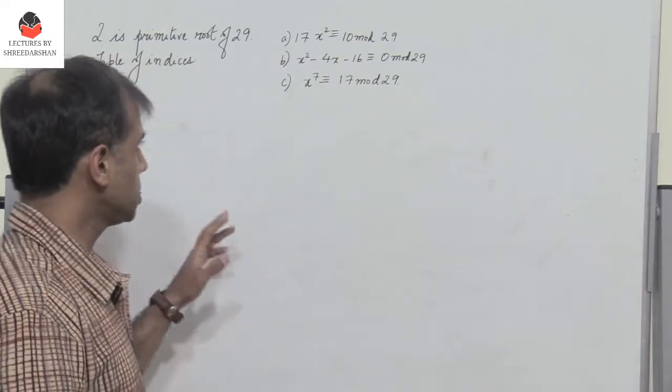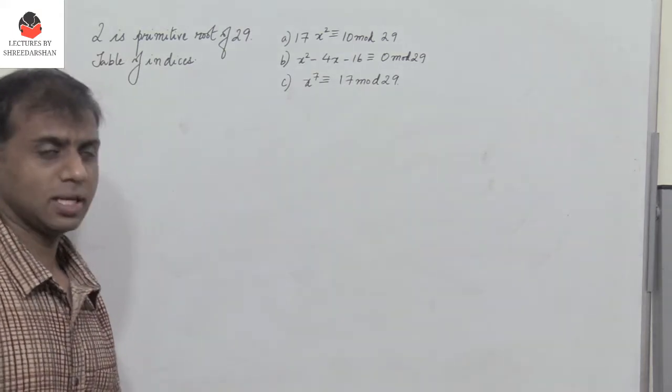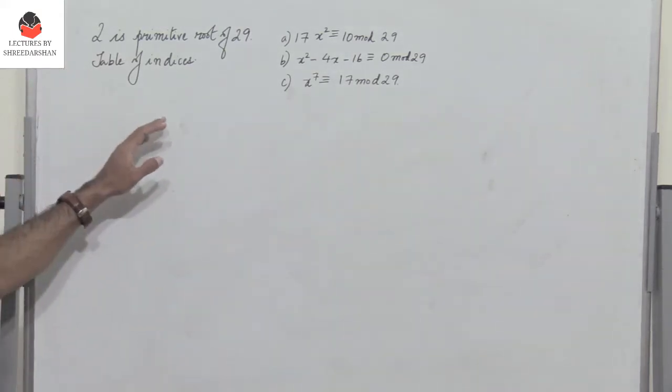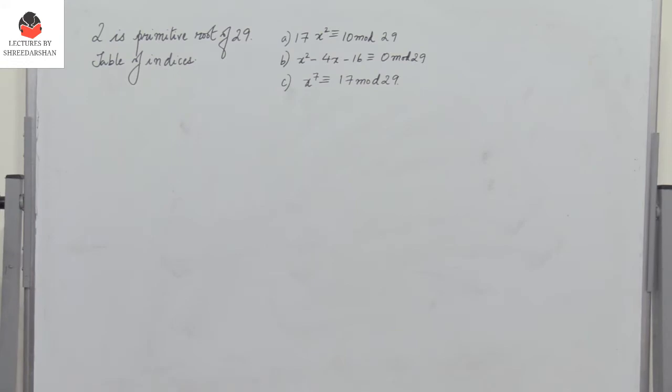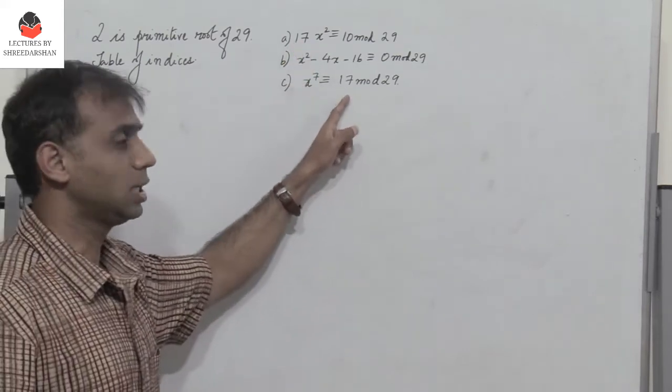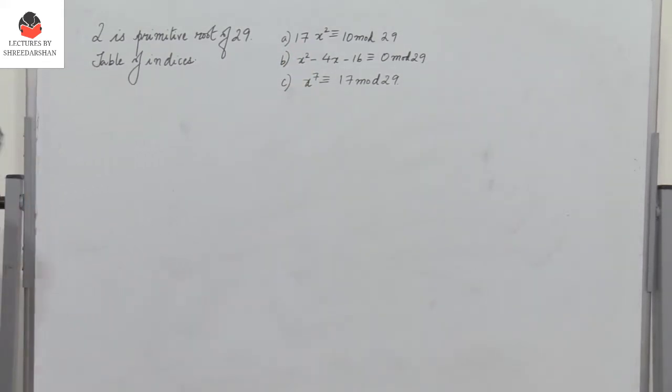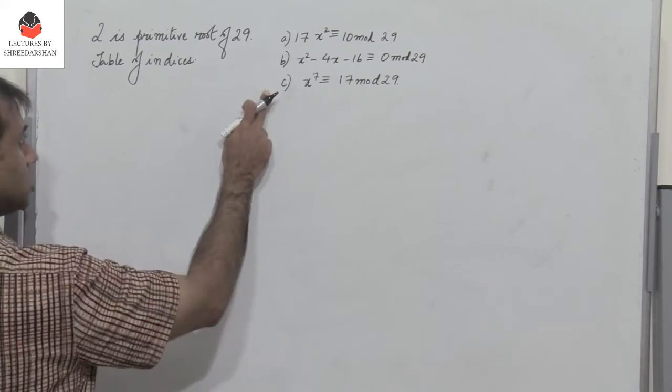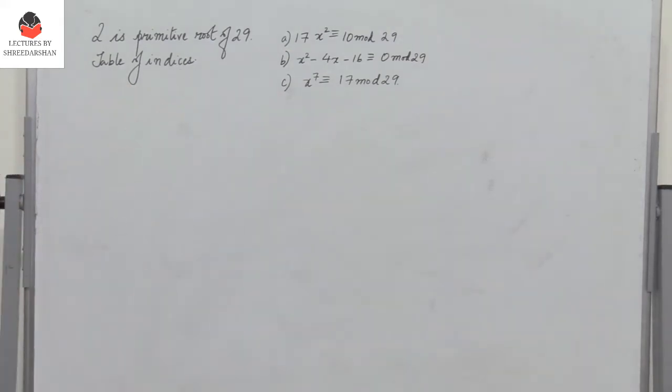So this is a problem which I've taken from Cryptography and Network Security by William Stallings. The problem states that, given 2 is a primitive root of 29, construct a table of indices, and using that table of indices we need to solve the given set of congruence relations here. So we need to solve these congruences from the table of indices.